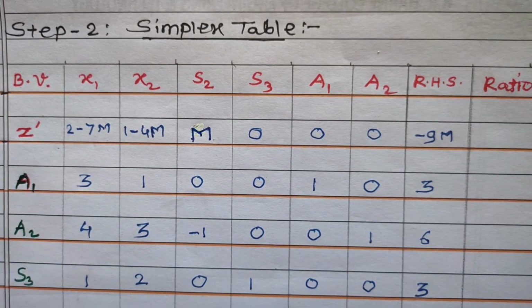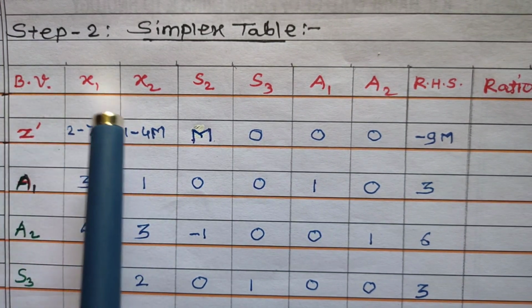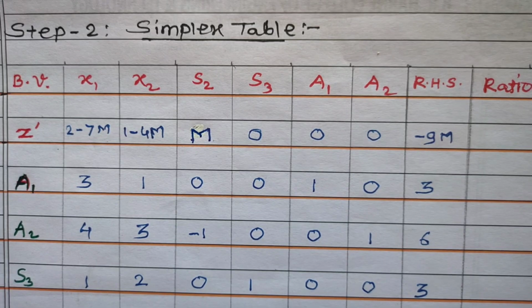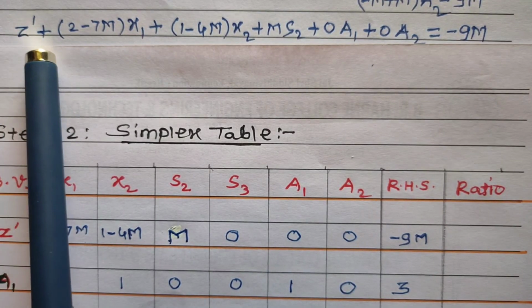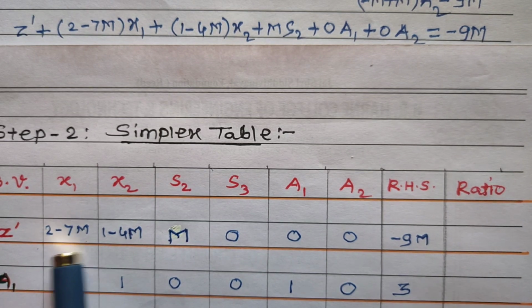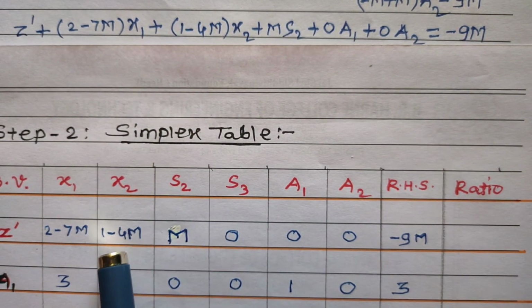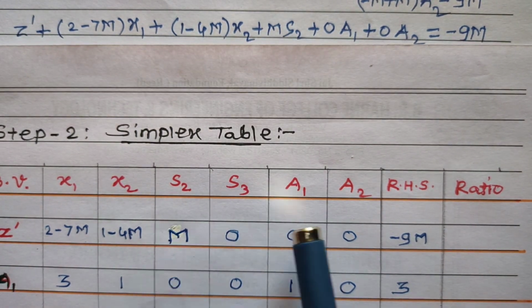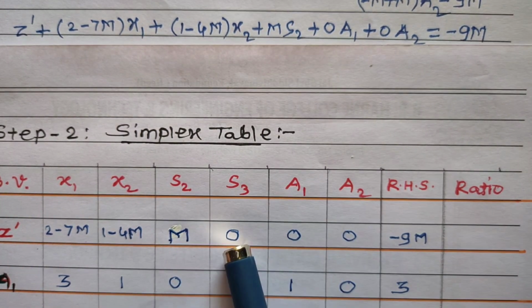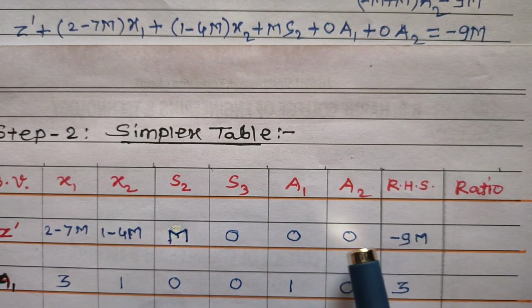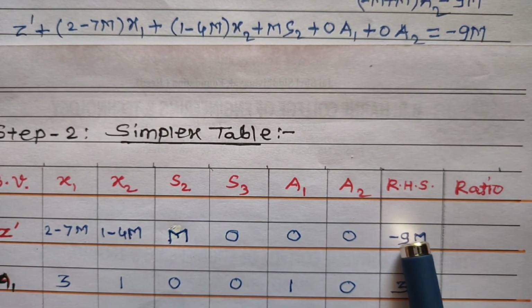Okay, now here we have to put the coefficients of all these variables and right hand sides in these columns from the standard form. In standard form, the objective equation is this one. Coefficient of x1 is 2 minus 7m, we have to put here. Coefficient of x2 is 1 minus 4m, put here. Coefficient of s2 is m, which we have to put here. Now s3 is not there, so its coefficient is 0. For a1 the coefficient is 0. For a2 the coefficient is 0, and the right hand side is minus 9m.